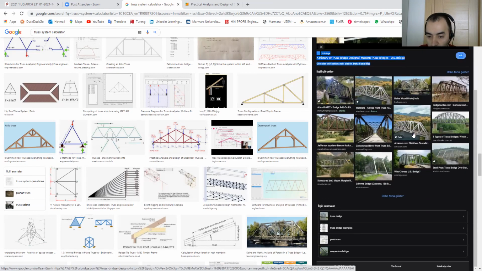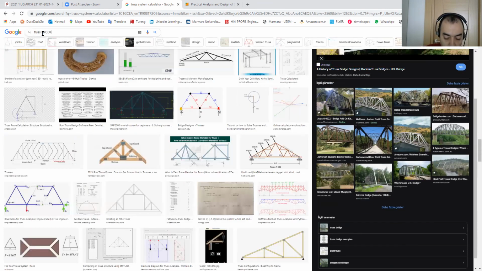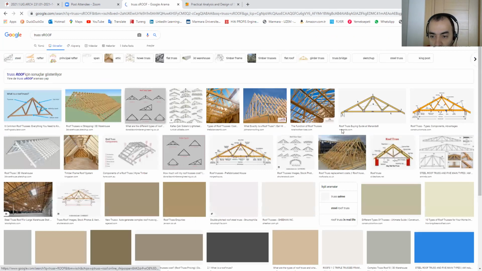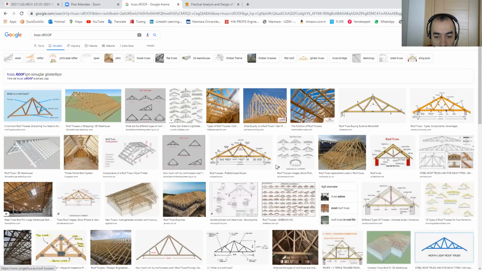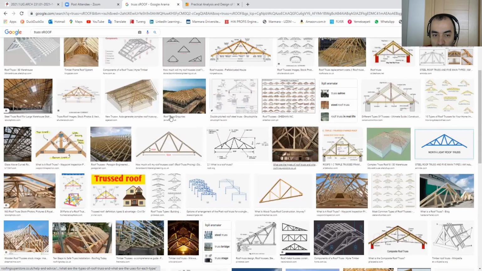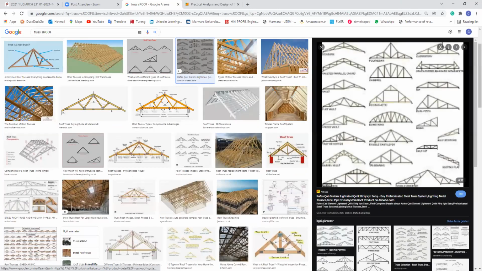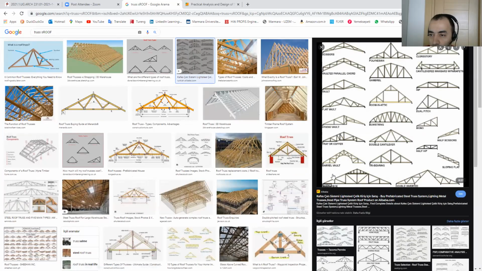Here, let me write truss roof systems. Maybe they are more architectural designs. Yes, here we have timber examples, as you can see in Google. On the right hand side, you can see different types of truss systems. These are not constant things. You can change it. But there is one rule, I will explain it. I'm just talking about types at the moment.